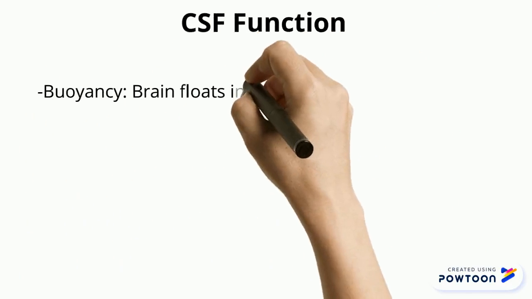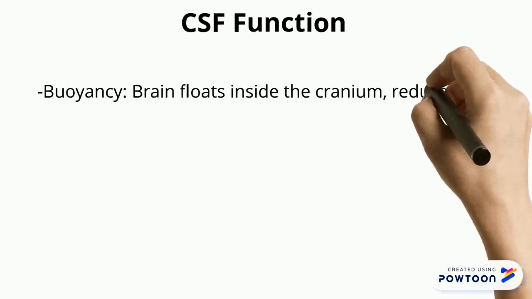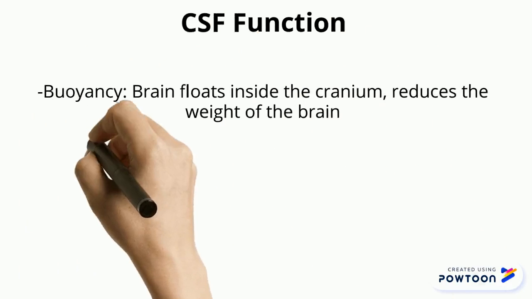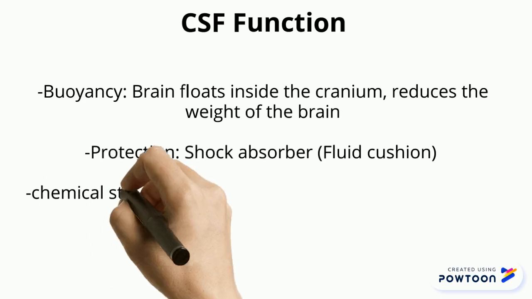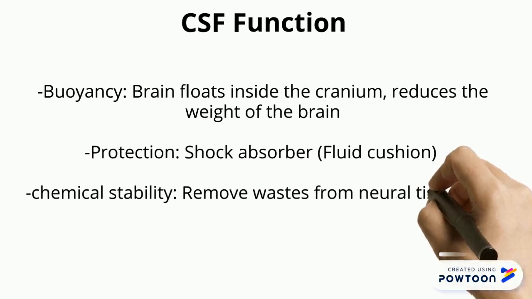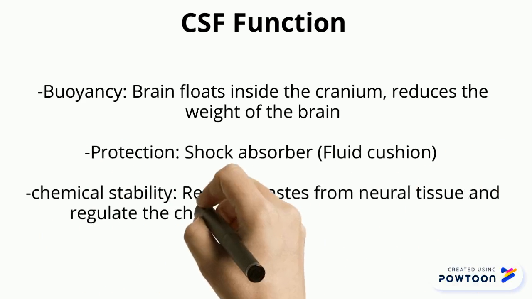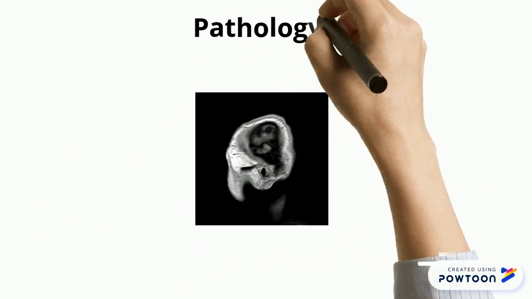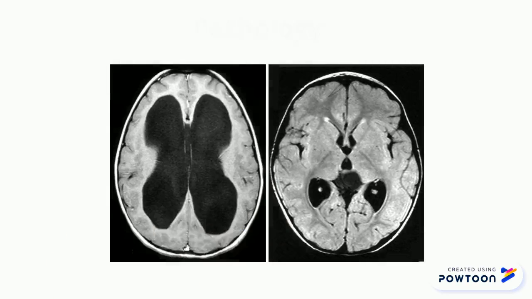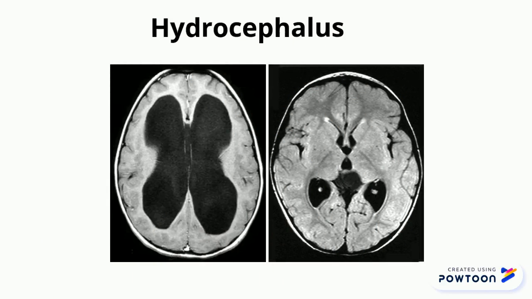Functions of CSF include providing buoyancy to the brain to keep it afloat inside the cranium so as to reduce its weight. CSF also acts as a shock absorber to cushion the brain from any damage. And it also provides chemical stability by removing waste and regulating the chemical environment of neurons. Hydrocephalus is a condition that occurs when CSF circulation is disrupted either by a tumor or CSF circulation is abnormally excessive, which in turn leads to increased intracranial pressure and thus the expansion of ventricles.